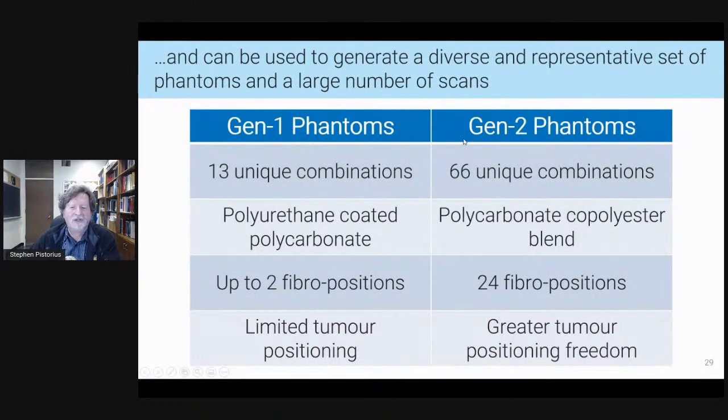And these are our two generations of phantoms that we have developed to give us this relatively diverse and representative set. Our first number of phantoms could give us 13 unique combinations of breasts. This next generation that we developed could give us 66 unique combinations of breasts. They use slightly different materials for the 3D printing process. We could have more variability in the positioning of the fibroglandular shells within the breast in the new generation phantoms. And this also provided us with greater tumor positioning. And so this has allowed us to create many, many more breast tumor combinations than we could previously.